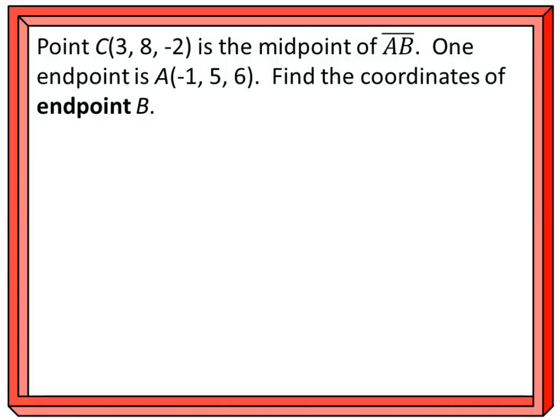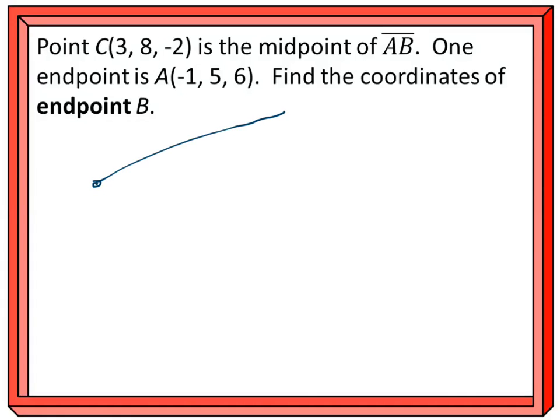Point C, and this is an ordered triple, this one's in space, 3, 8, negative 2, is the midpoint of segment AB. One endpoint is A, and that gives us another ordered triple, negative 1, 5, 6. Find the coordinates of endpoint B.